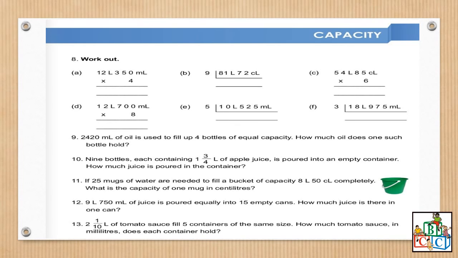9 liters 750 milliliters of juice is poured equally into 15 empty cans. How much juice is there in 1 can? So here you're going to do long division. Okay, how to convert all to milliliters. Let us say question 13. 2 and 1/10 liters of tomato sauce fill 5 containers of the same size. How much tomato sauce in milliliters does each container hold? So let us see now in details all these questions.